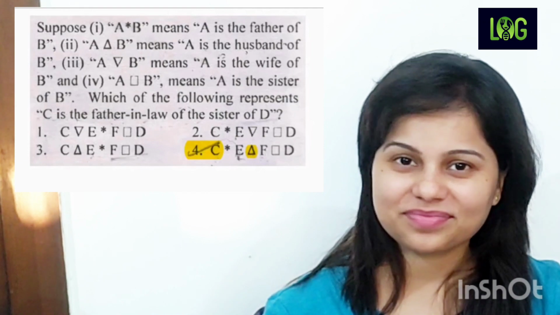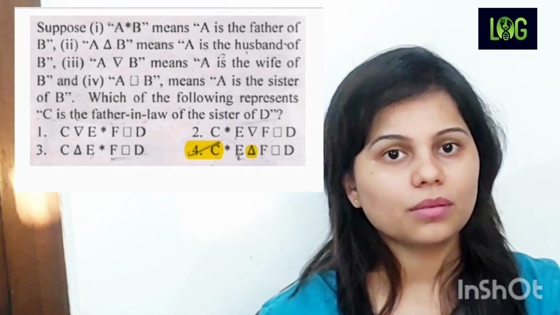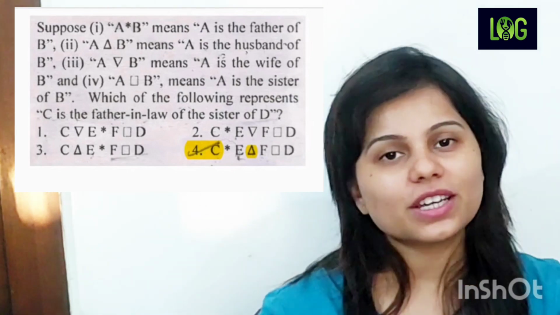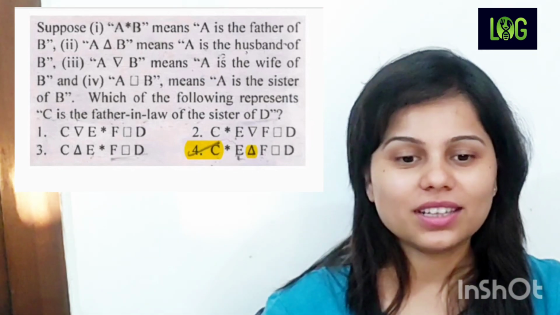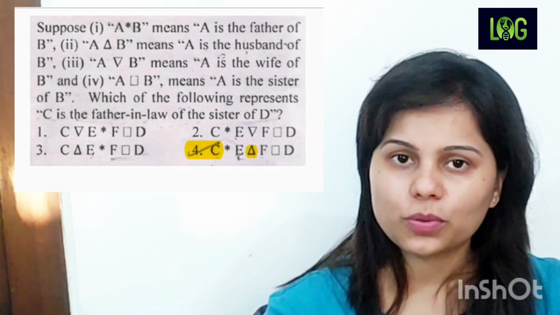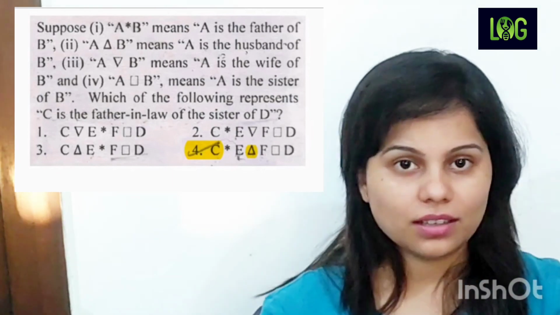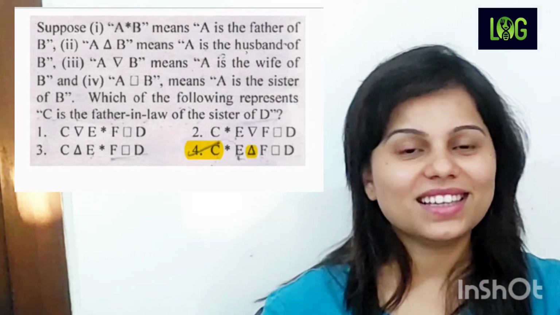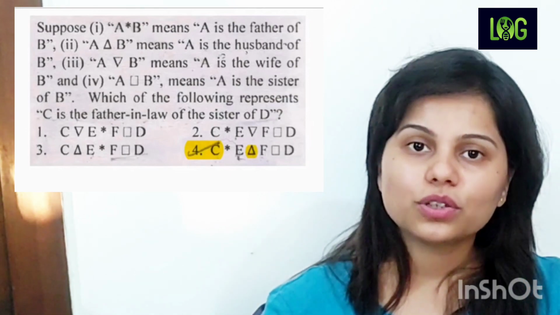sister of D? So now here you can do two methods. Either you can use these relationships between C and D and go for the answer, or the second trick is to go for the options that you have in front of you, because of course one of them is going to be the answer. So go for the option, like I started with the fourth option here. In the fourth option, C asterisk E means C is going to be the father of E, right? And E triangle F means E is going to be the husband of F, and F square D means F is going to be the sister of D.